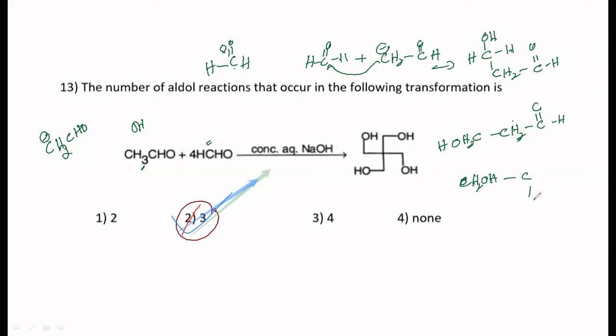When you substitute these two hydrogens, you will get C, CH2OH, CH2OH, and now you have got C double bond OH. For this, no aldol condensation is required because there are no alpha hydrogens. This will undergo Cannizzaro's reaction, self oxidation reduction, and you will get this product. And therefore, only 3 aldol reactions.